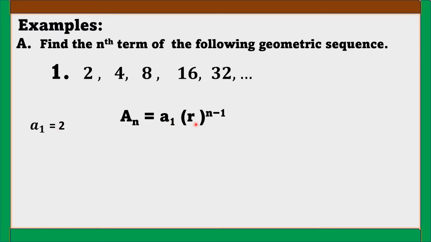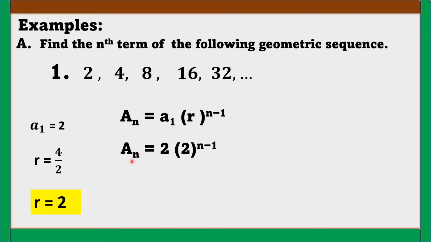Then we have the r. So kunin natin yung r by dividing the second term, which is 4, ng first term, which is 2. Siya yung pinakamadaling gamitin among the terms. So, 4 divided by 2 is equal to 2. So, that is the value of our r, or common ratio. So, isa-substitute lang natin yung ating mga nakuha dito sa pinaka-formula.